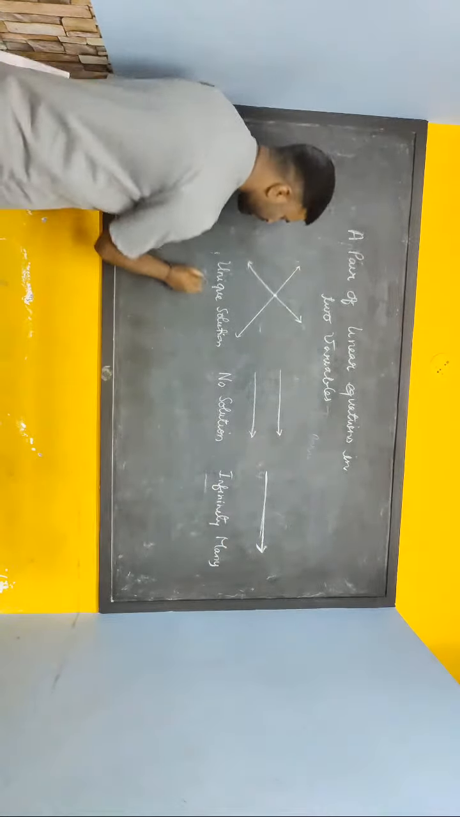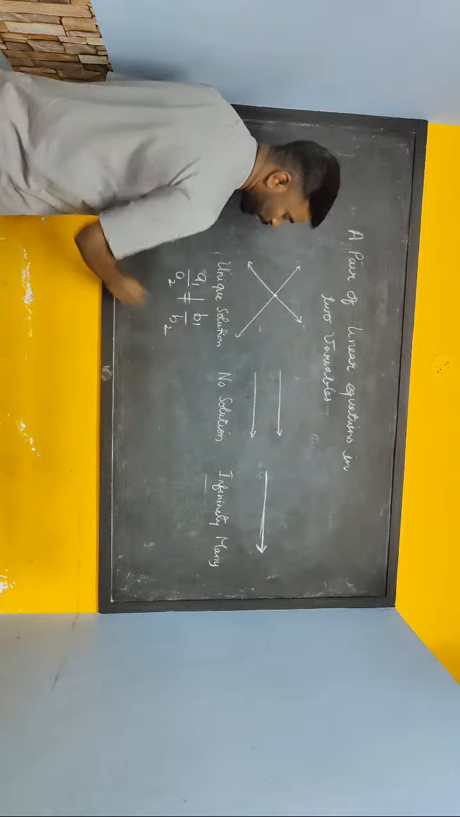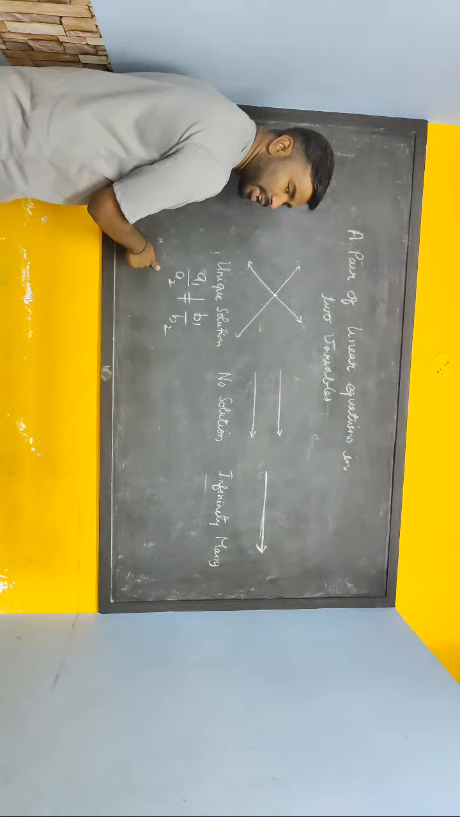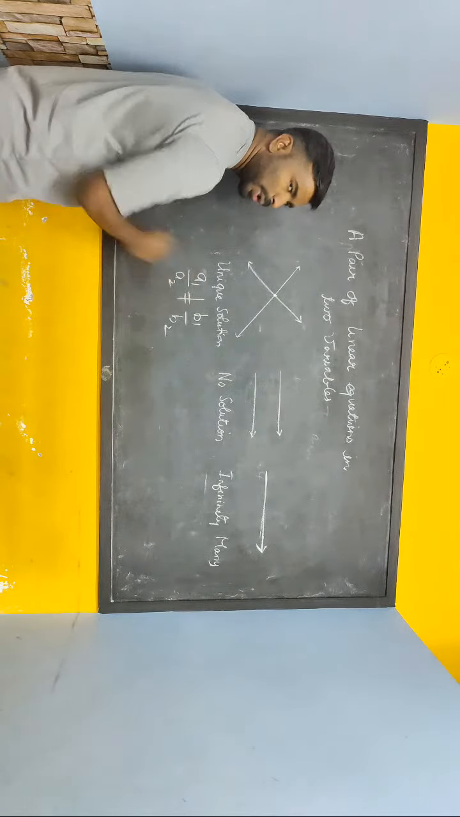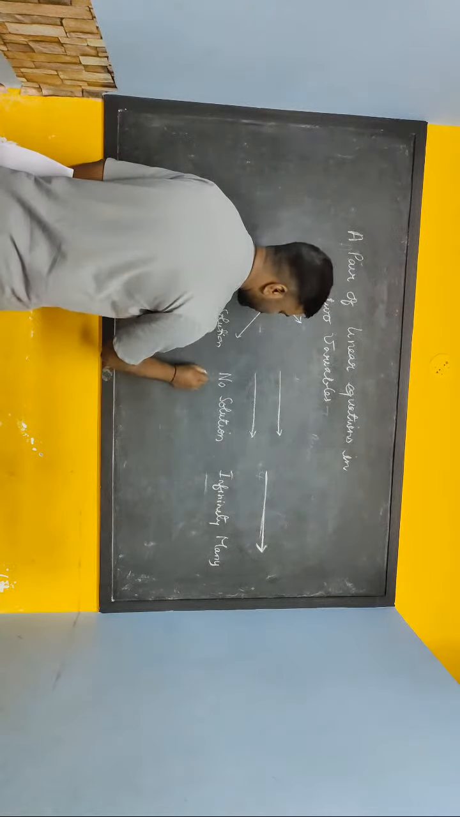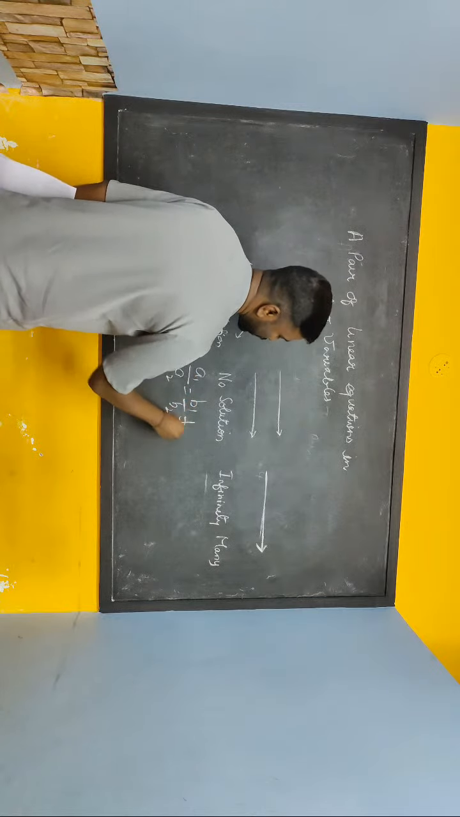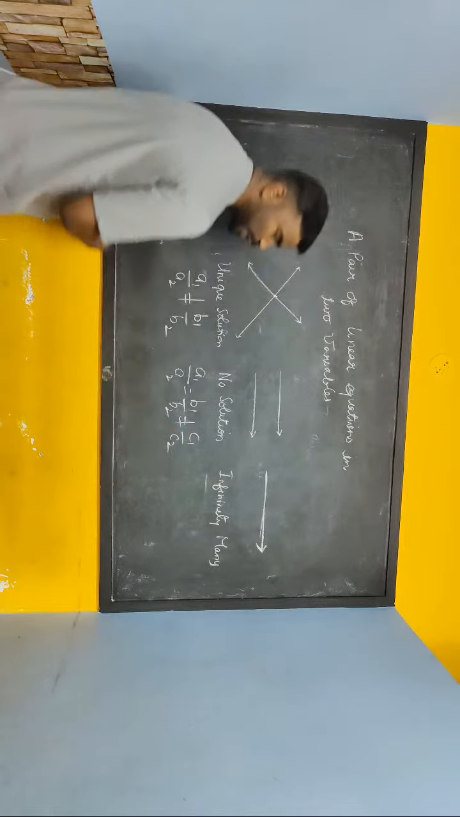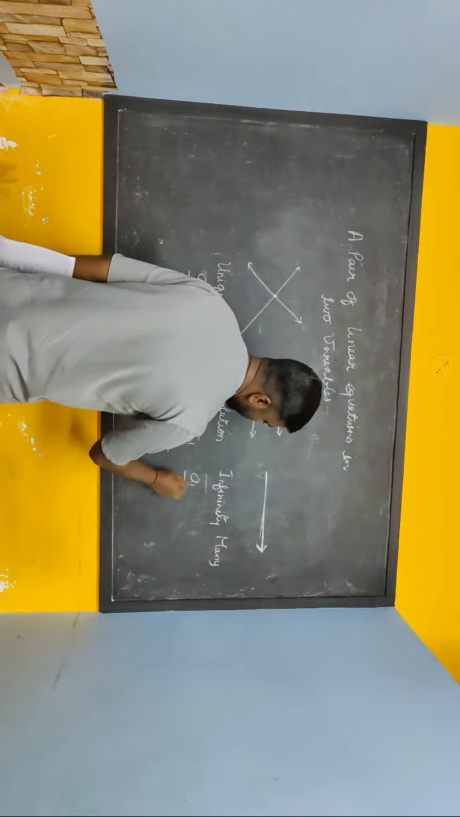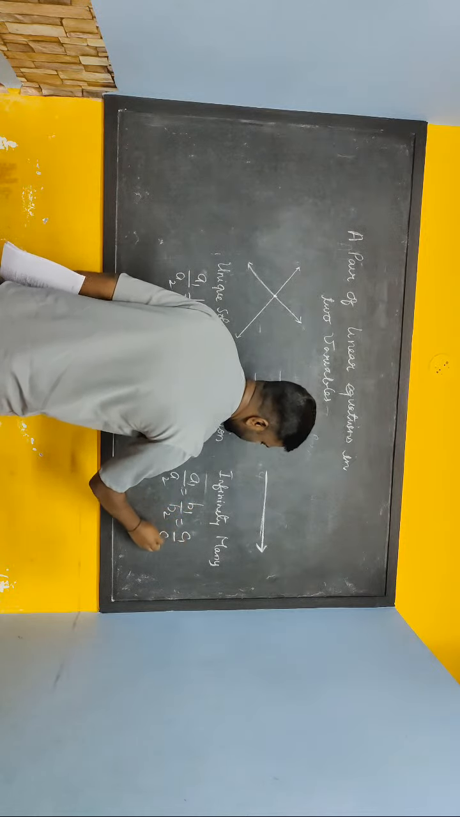Our unique solution condition is A1 by A2 is not equal to B1 by B2. Intersecting, unique solution, the condition is A1 by A2 is not equal to B1 by B2. When the lines are parallel, the condition is A1 by A2 is equal to B1 by B2, but not equal to C1 by C2. When the lines are coincident, we can say that A1 by A2 is equal to B1 by B2 is equal to C1 by C2.